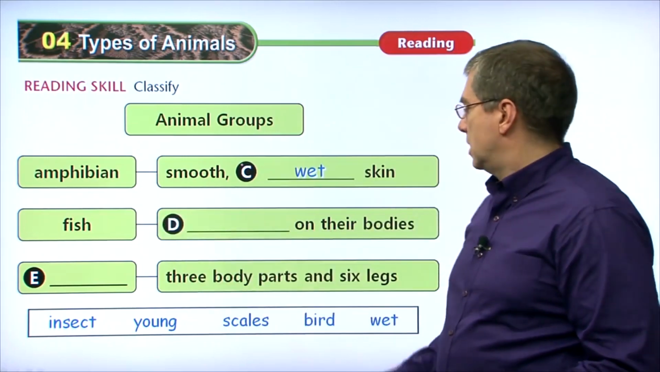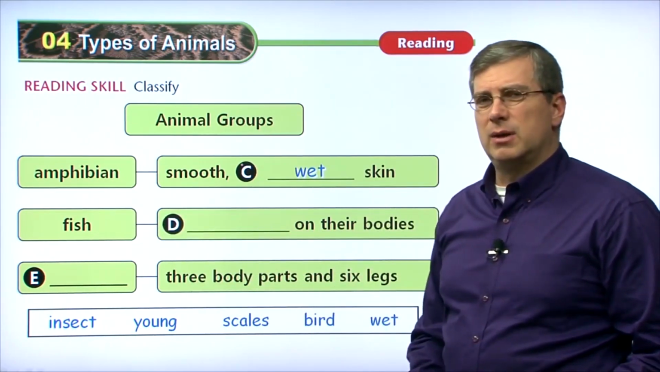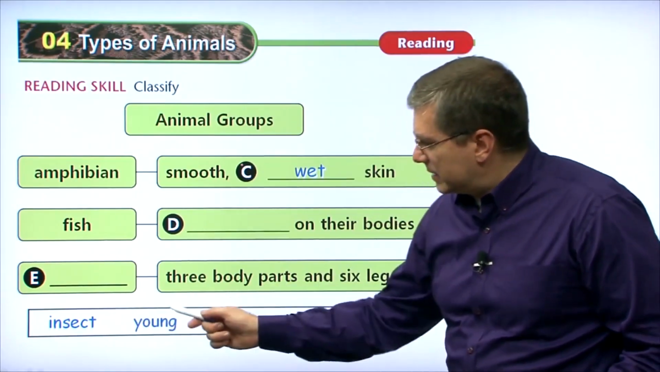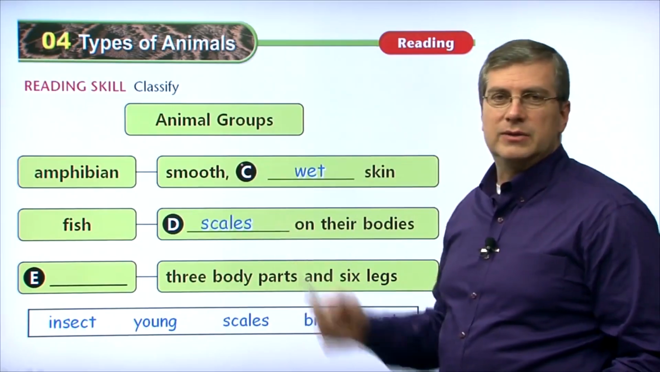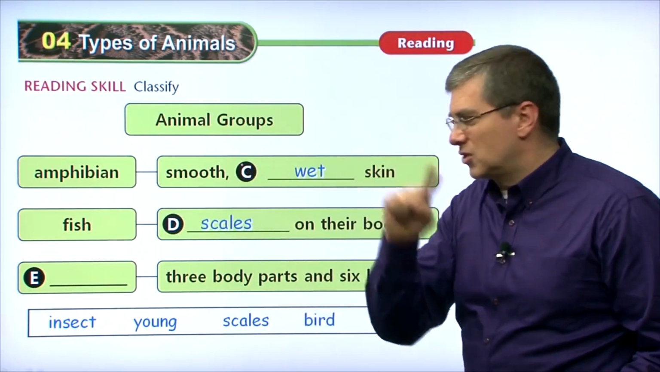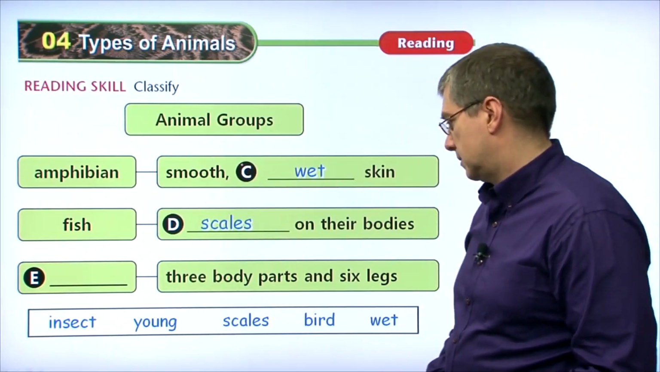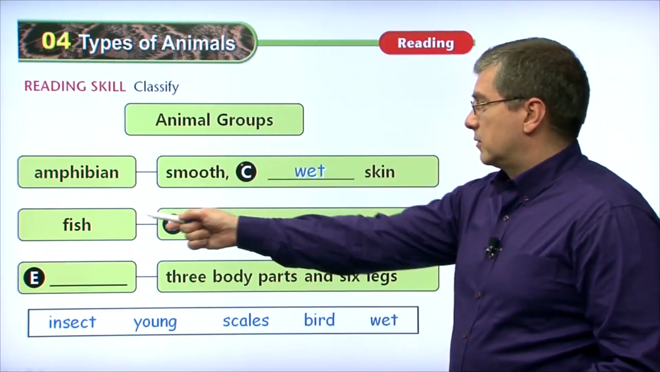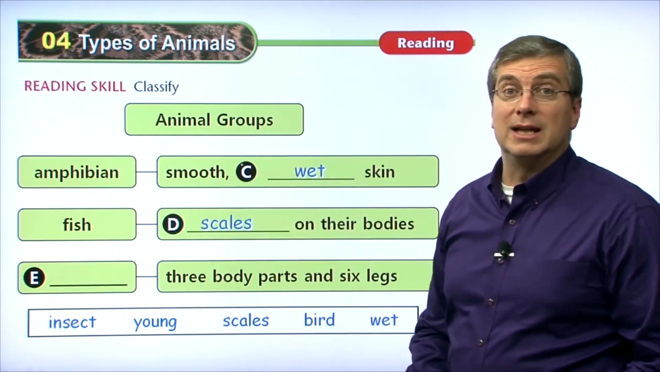Here we have fish. Fish have what on their bodies, right? What do fish have on their bodies that sets them apart? Insect, young, scales, bird, wet. Scales, of course, is the correct answer. We saw a close-up of that picture of the fish. They have scales on their bodies, okay? So that's the unique characteristic about fish. They have scales on their bodies.